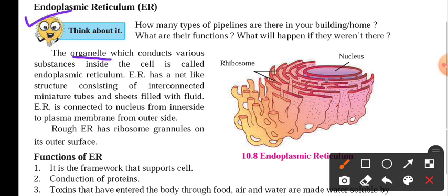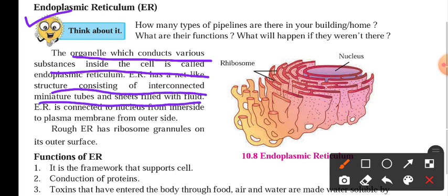This particular cell organelle helps in conducting various substances inside the cell. Means any particular material that is supposed to be carried from one place to another place inside the cell, there is a role of the endoplasmic reticulum in conducting that. The structure consists of interconnected miniature tubes and sheets filled with fluid. Endoplasmic reticulum is connected to the nucleus from the inner side and to the plasma membrane from the outer side.